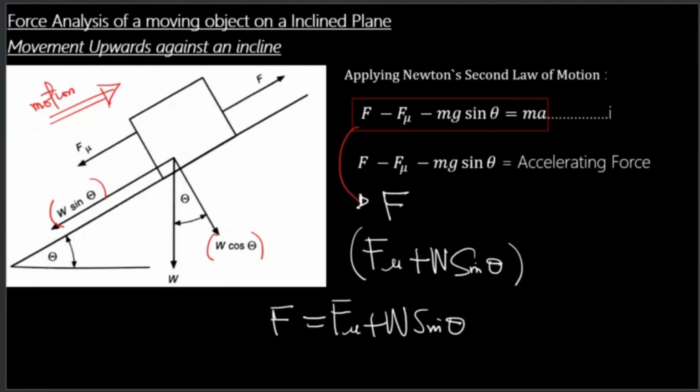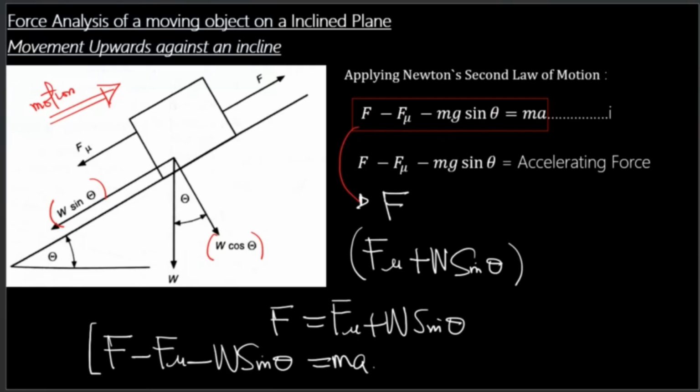W sine theta. And because the acceleration is upwards, I can say that the applied force minus the frictional force minus the component of the weight that is parallel to the inclined plane is going to be equal to mass times acceleration. Of course, that's the accelerating force that will cause the object to move upwards. So that is where this formula is being derived from.